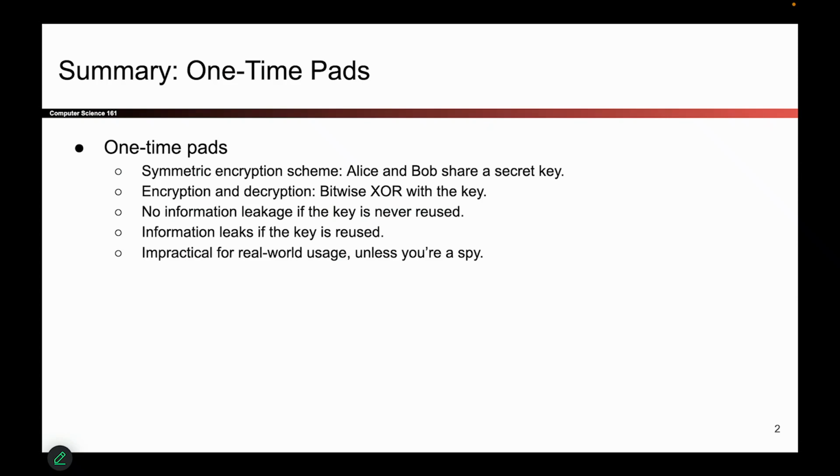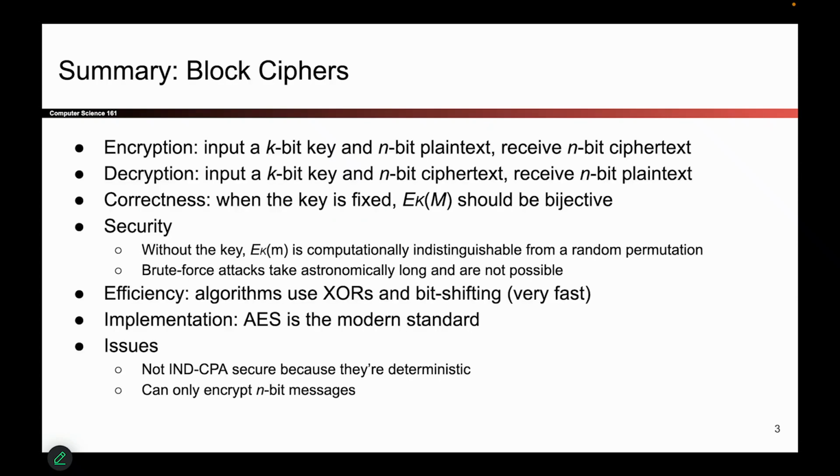If we use a different key every single time, this scheme is secure, but using a different key every single time is impractical. So that brought us to the next idea, which was a block cipher. And a block cipher takes in a k-bit key and an m-bit plaintext and outputs an m-bit ciphertext. And I think of it like k tells me which of the mappings of plaintext to ciphertext that I want.